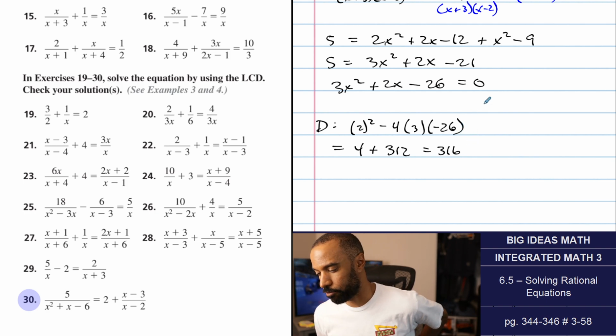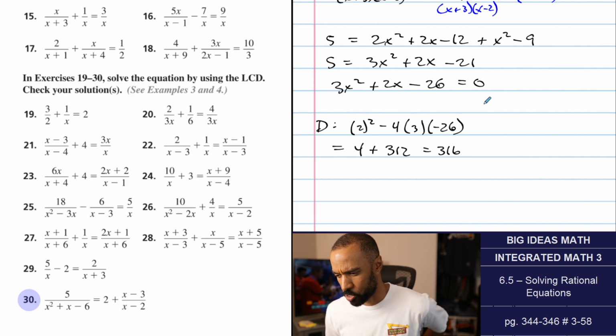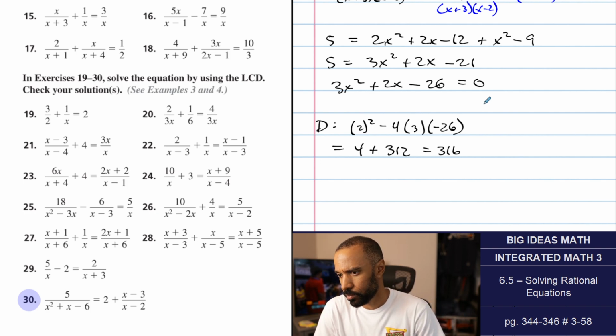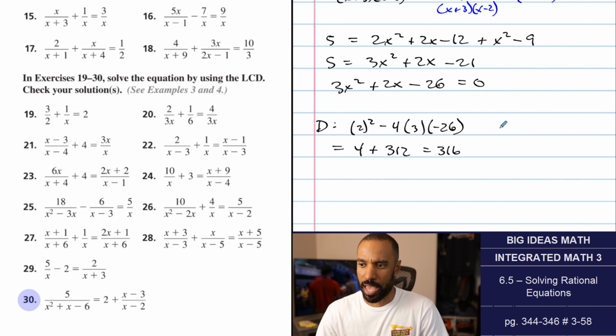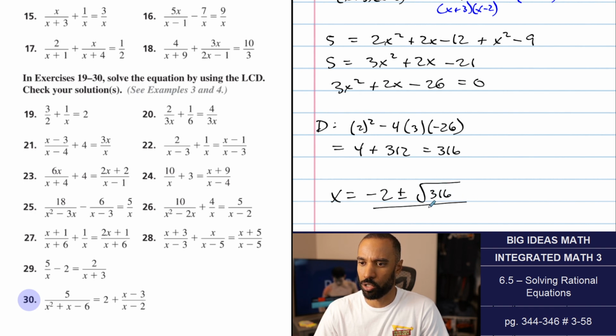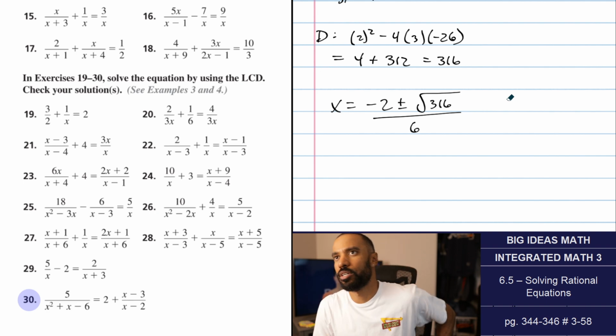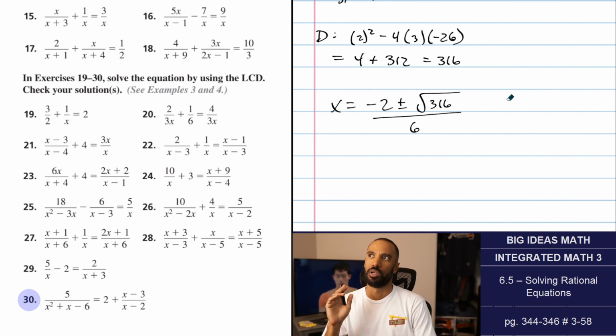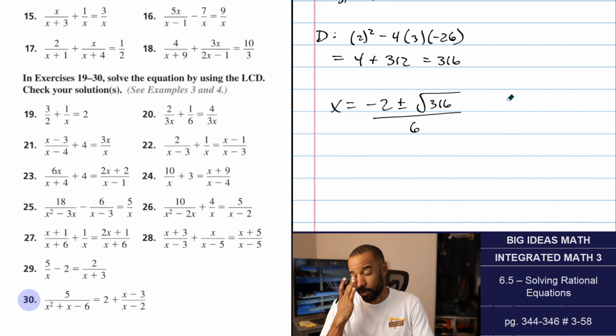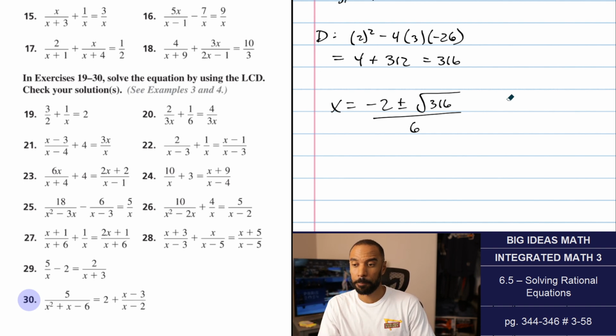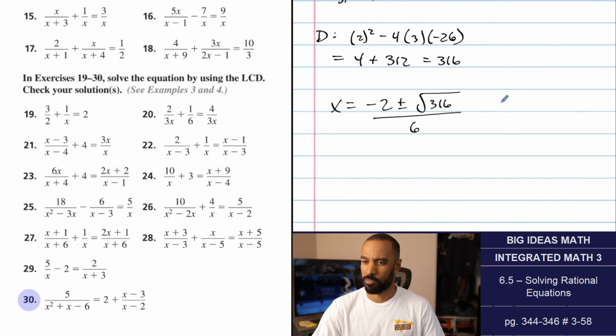316, you can divide a 4 out for sure. I don't know if there's a bigger perfect square, not 16. Let me start with this. x equals negative b plus or minus the square root of b squared minus 4ac all over 2a. Now, 316, if you divide it by 4, you get 4 times 75. 4 times 75 is 300, so 79. Yeah, 79 doesn't have perfect square factors.